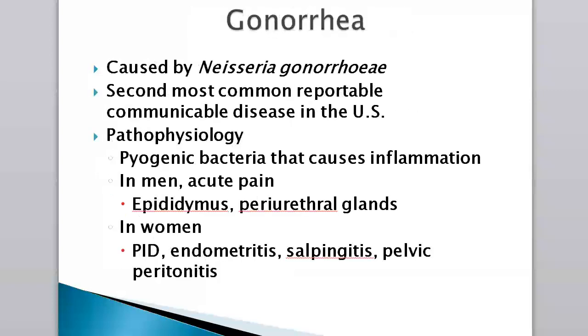The next one I'm going to talk about is gonorrhea. And this is caused by Neisseria gonorrhoeae. It's also known as GC, or the clap. It's a gram-negative diplococcus. And gonorrhea is the second most common reportable communicable disease in the United States. And the CDC estimates that approximately 820,000 new cases occur annually, but less than half of new infections are reported each year, which is very sad.